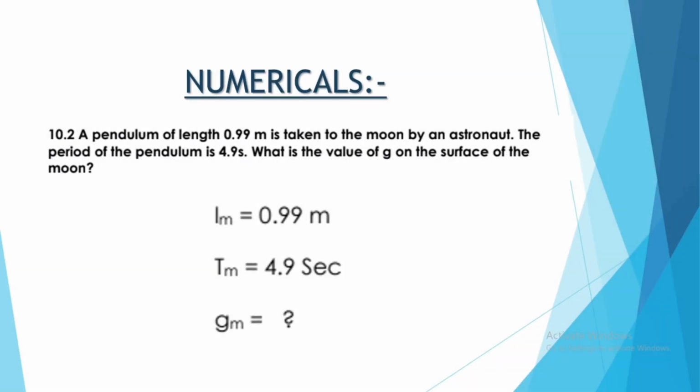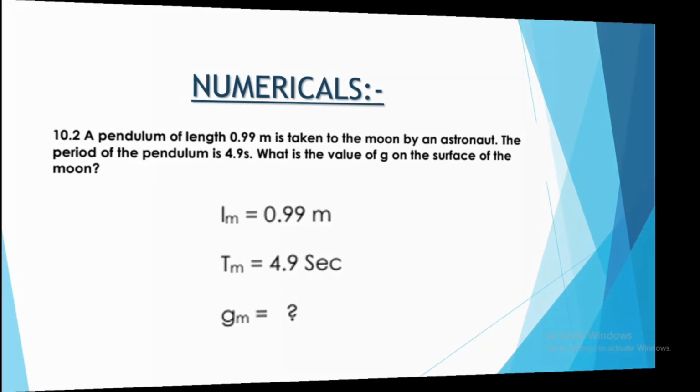Moving on to the next numerical, 10.2. A pendulum of length 0.99 meter is taken to the Moon by an astronaut. The period of the pendulum is 4.9 seconds. And what is the value of G on the surface of the Moon? So L is given, T is given, we have to find the G.